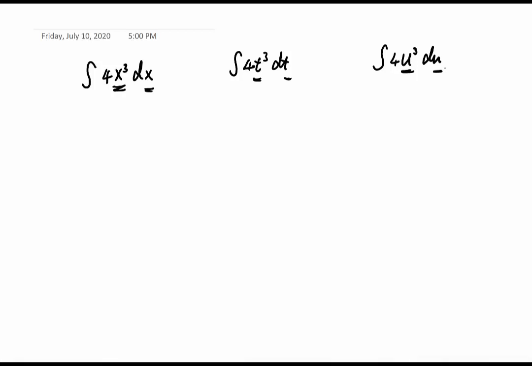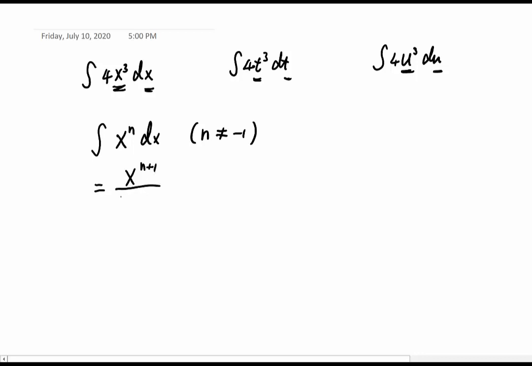So for these problems, we can use our basic integration rule. Make sure n cannot be negative 1. We have x to the nth power dx. This will give us x to the n plus 1, over n plus 1, plus a constant c. Just by following this, we are able to solve the problems we had.